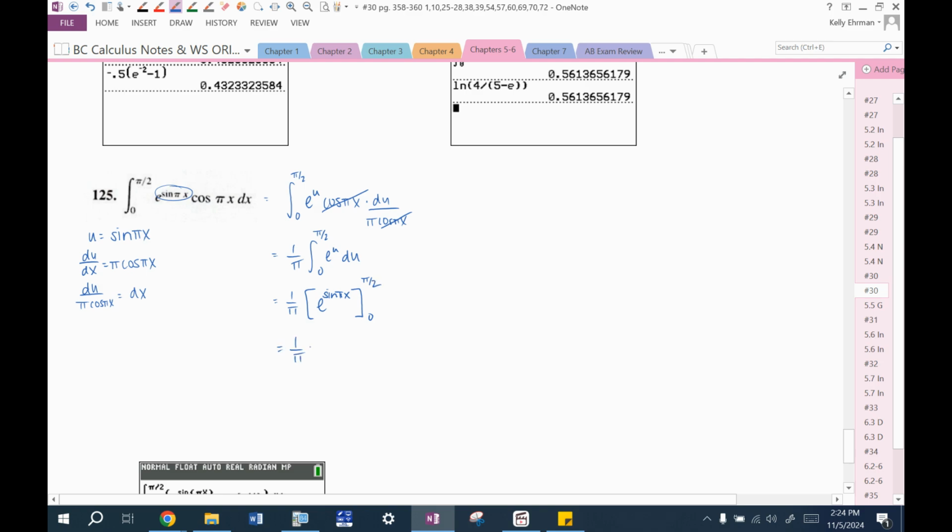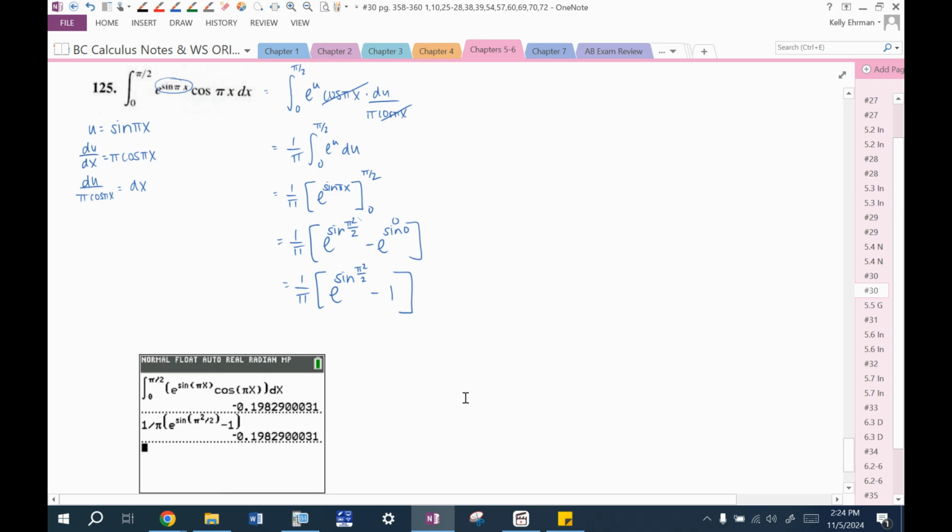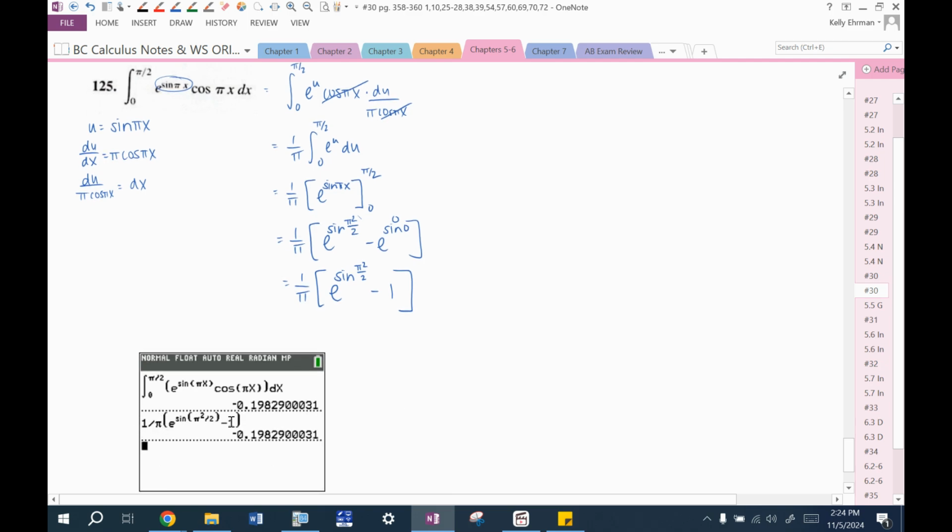This is a weird one. When we plug in pi over 2, we get e to the sine of pi times pi over 2, which is pi squared over 2, so that's not a value that we can simplify, minus e to the sine of 0. Now sine of 0 is just 0. So this is 1 over pi times e to the sine of pi squared over 2, minus e to the 0, so minus 1. If I check the math on this, I get the same decimal whether I do the integral or I plug in my answer.